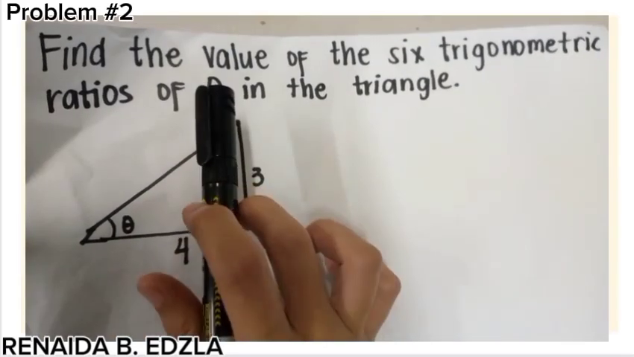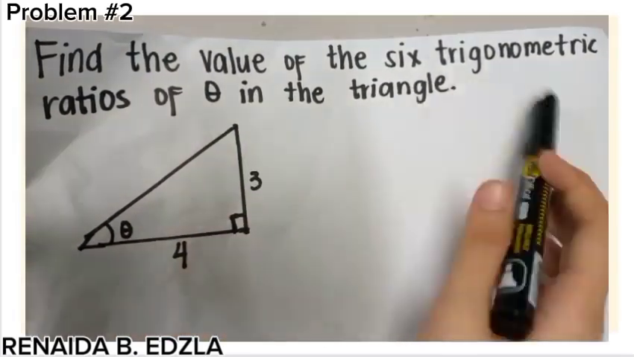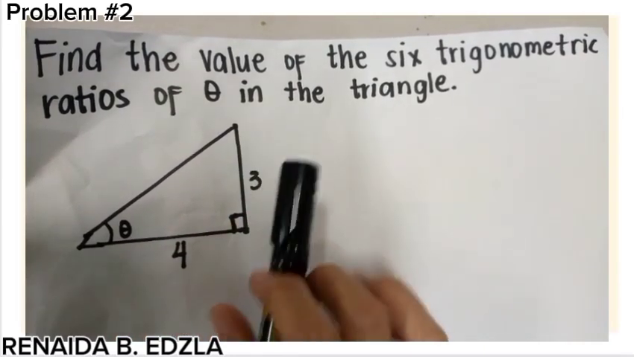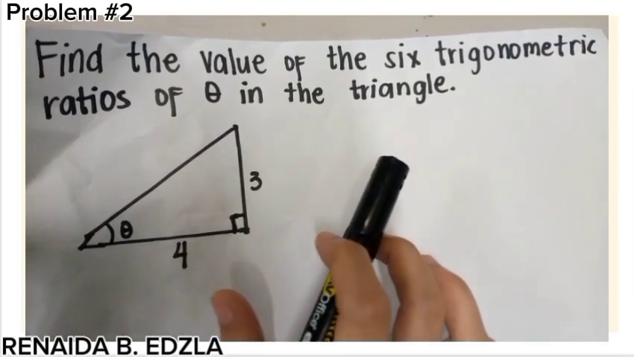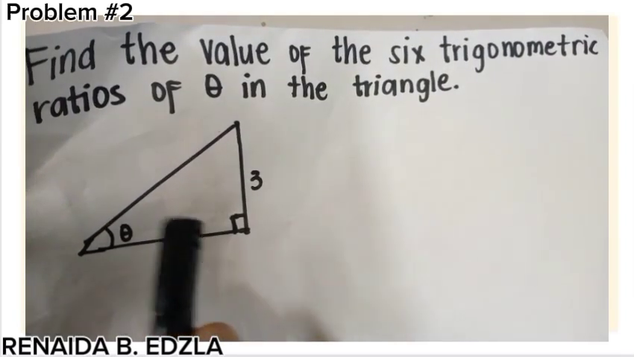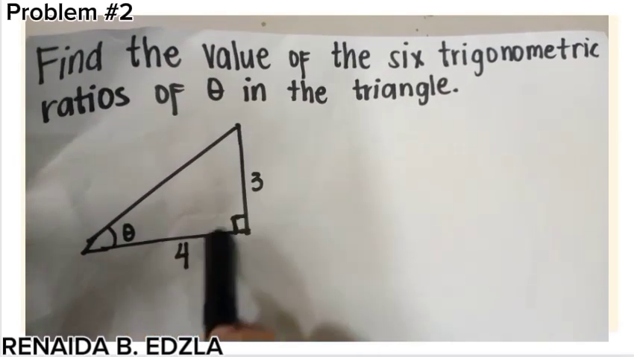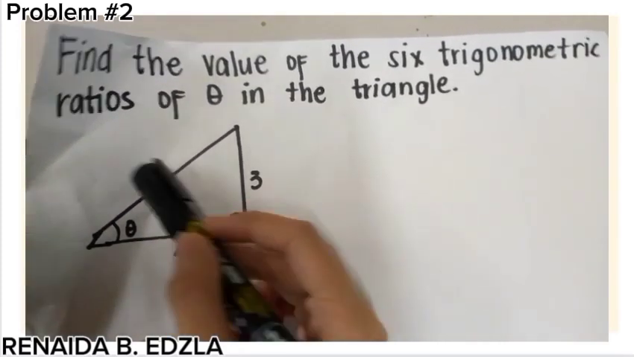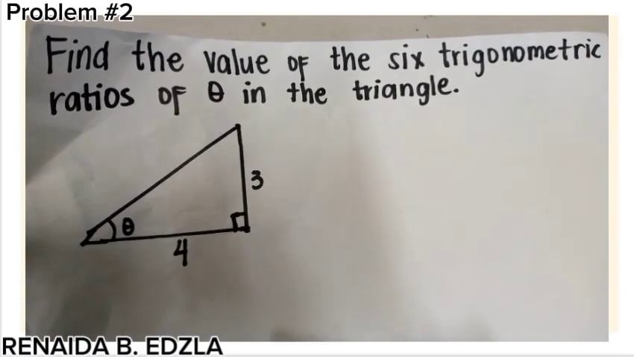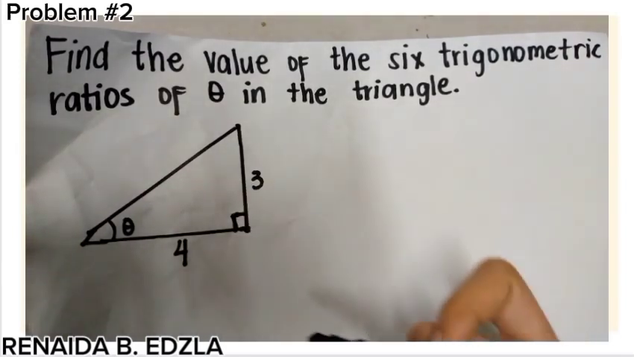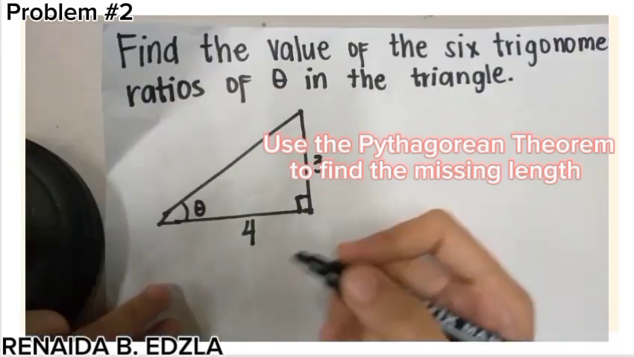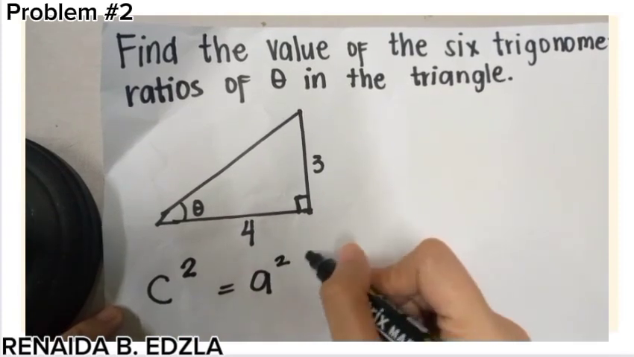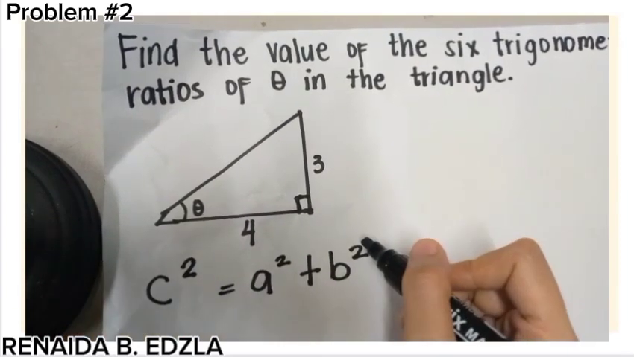For the second problem, find the value of the 6 trigonometric ratios of theta in the triangle. So always remember that right triangles have ratios to represent the angles formed by the hypotenuse and its legs. So with this given problem, we have a missing hypotenuse. And in order to find the missing length in the right triangle, we should always use the Pythagorean theorem with the formula of c squared is equal to a squared plus b squared.